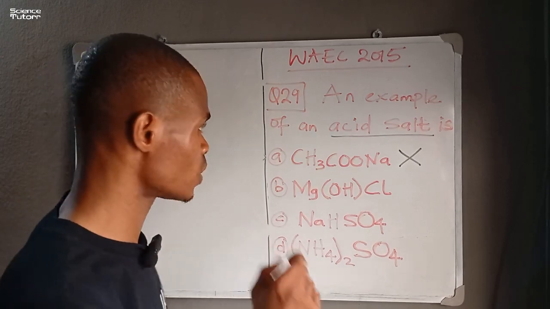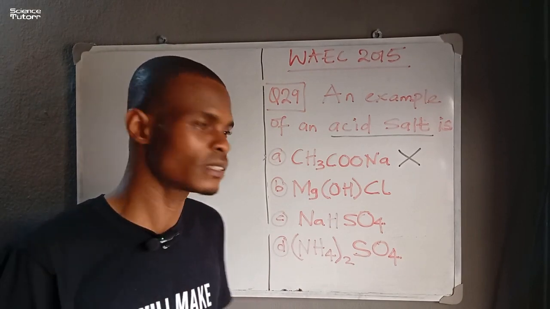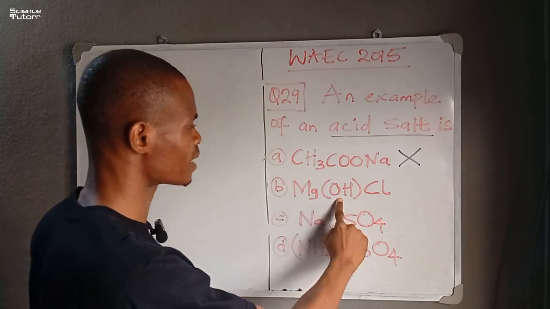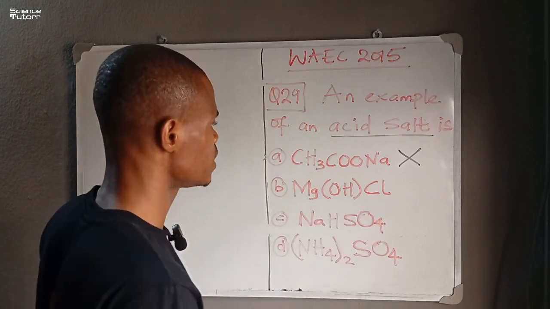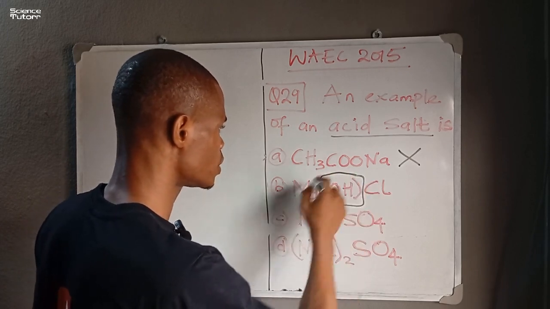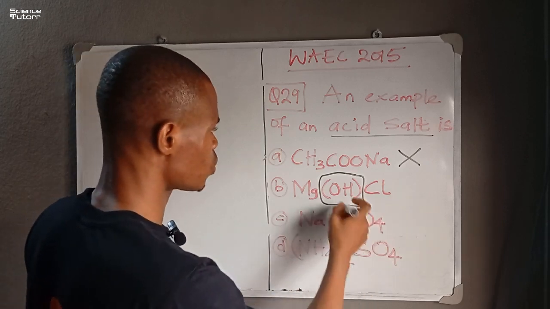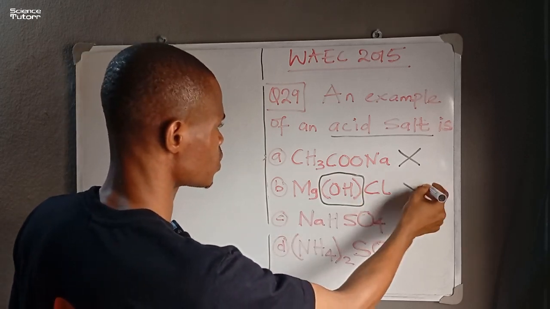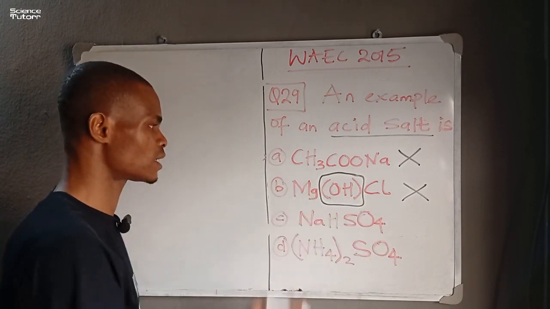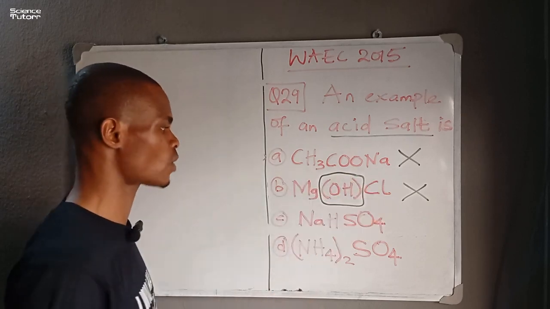An acid salt will always have a trace of the hydrogen ion. That makes it an acid. Now looking at the second option, magnesium hydroxide chloride, it has an OH. An OH has to do with basicity, so this automatically is not the option. This is known as a basic salt because of the OH that is present. So this is a basic salt.